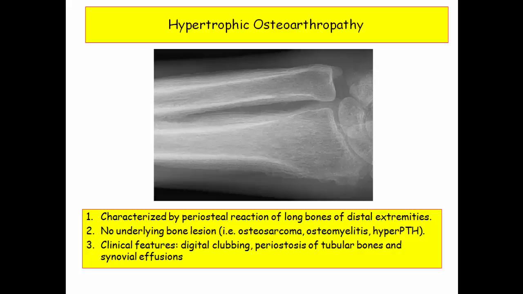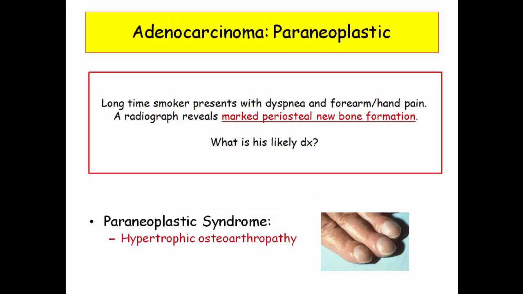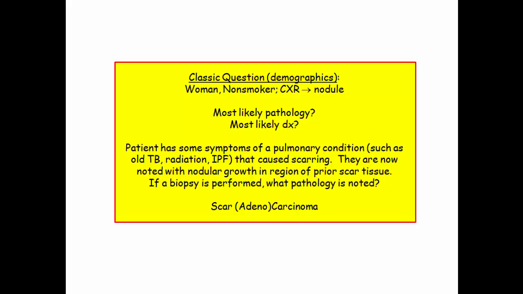As for the clinical features, the description will include hand pain and probably clubbing, in addition to the periosteal reaction seen on the radiograph. And here's how they'll do it. A longtime smoker presents with dyspnea and forearm or hand pain. A radiograph reveals marked periosteal new bone formation. What is his likely diagnosis? This is hypertrophic osteoarthropathy occurring in a smoker. The diagnosis is adenocarcinoma. How else can they do it?